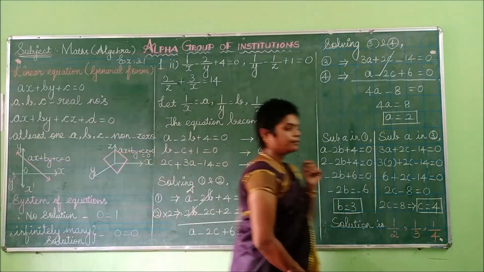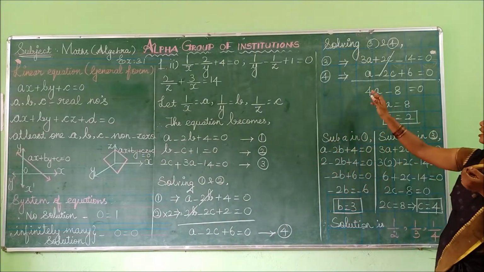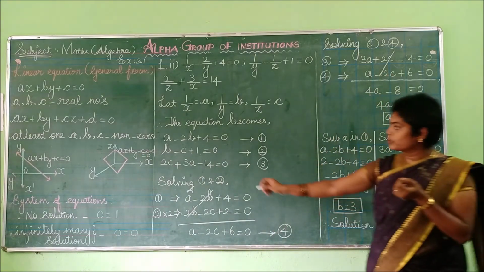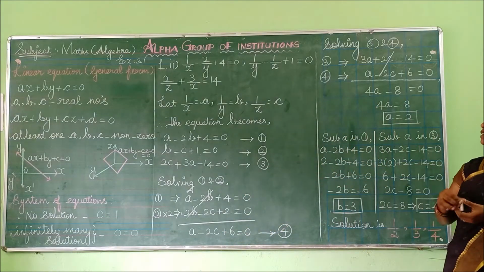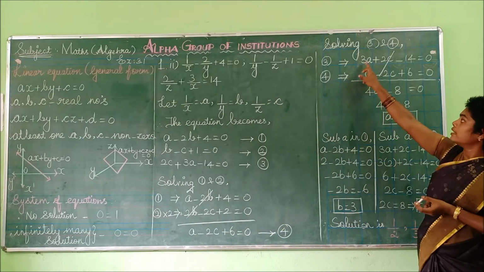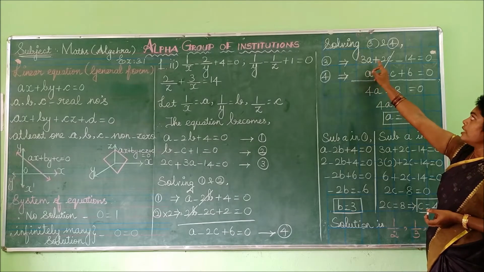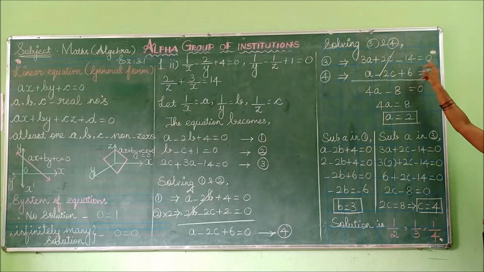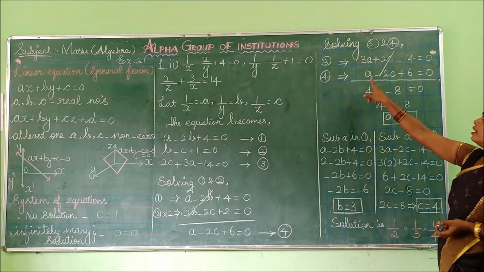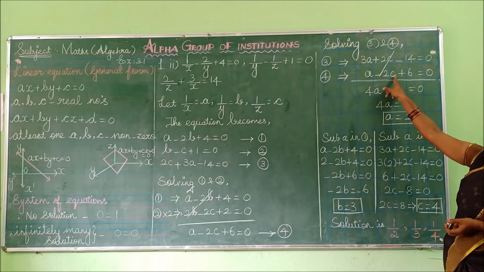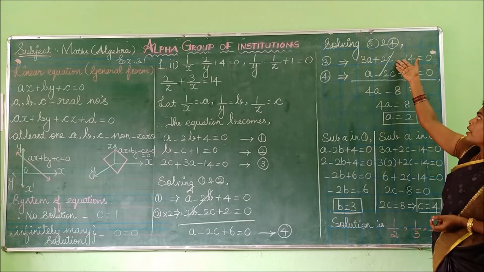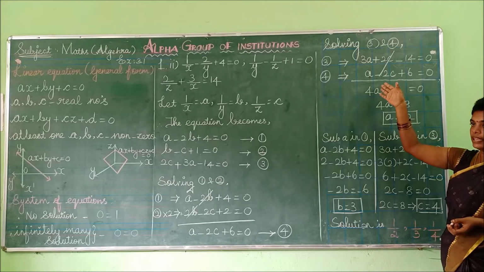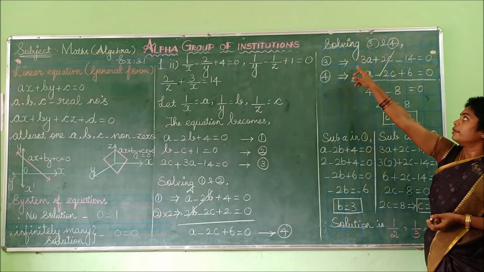Now look at this side. What is our third equation? Both contain 2c. Here also 2c and here also 2c. Now we can easily cancel and get the solution. So listen, write the third equation. 3a plus 2c minus 14 which is equal to 0. Then what is our fourth equation? A minus 2c plus 6 which is equal to 0. Then here positive and here negative. You can easily cancel and see the remaining values.